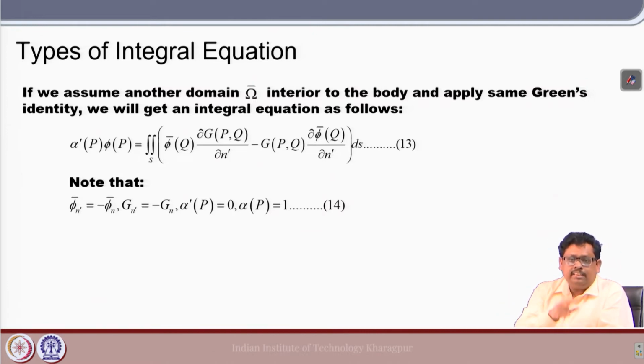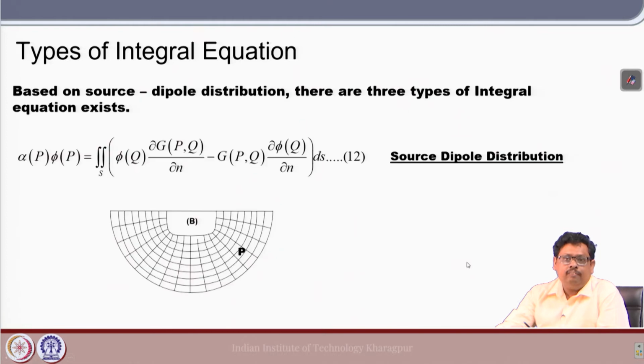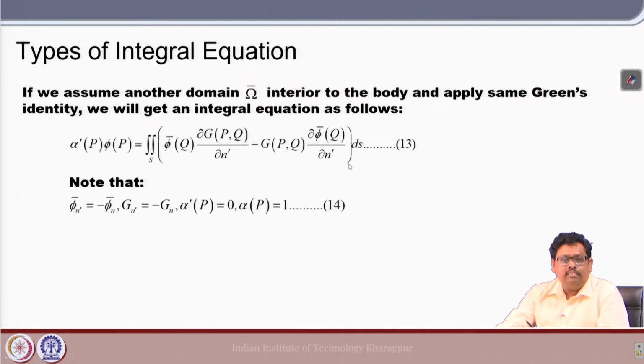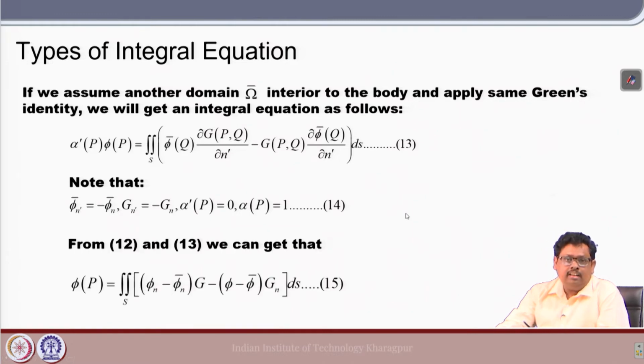With this understanding, if you look at equation 13, it is the same equation. Instead of alpha, I can call it alpha dash, and instead of phi, I call it phi bar, because it is the same phi. Now, from my equation 12 and this equation 13, I can get equation 15.